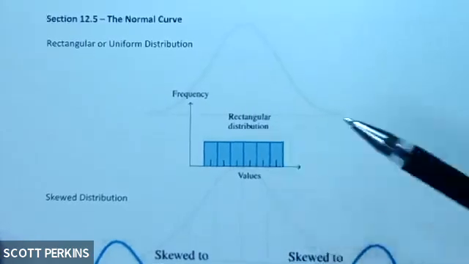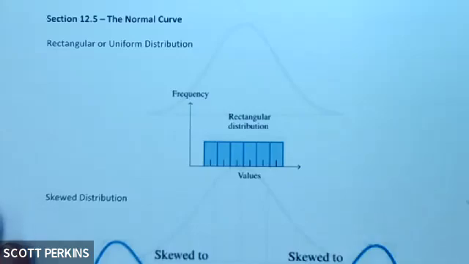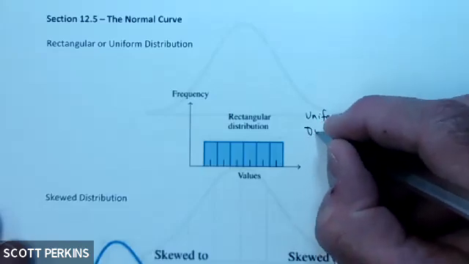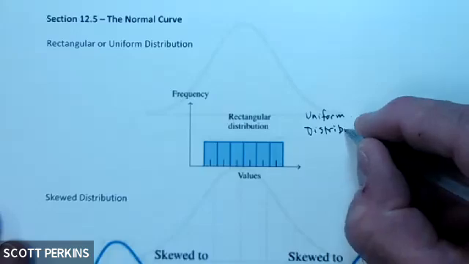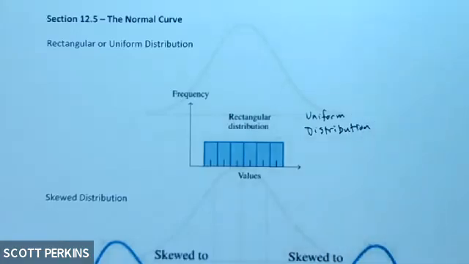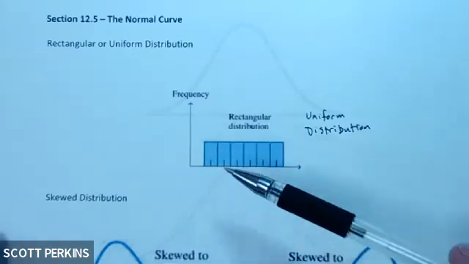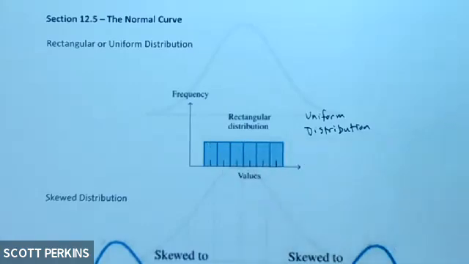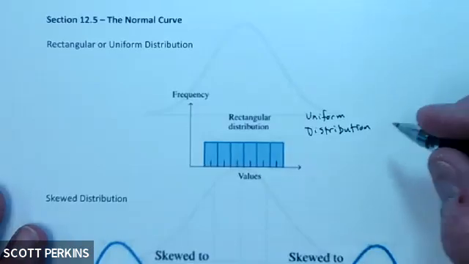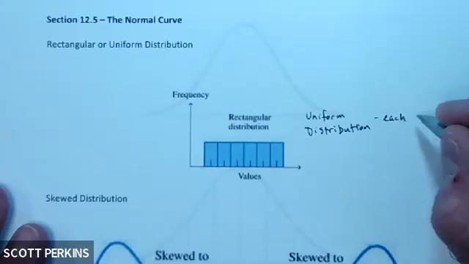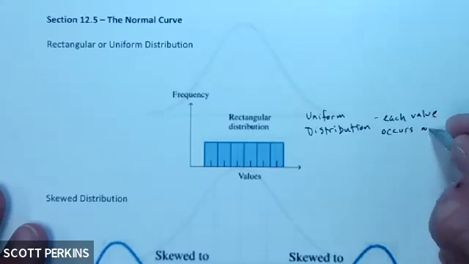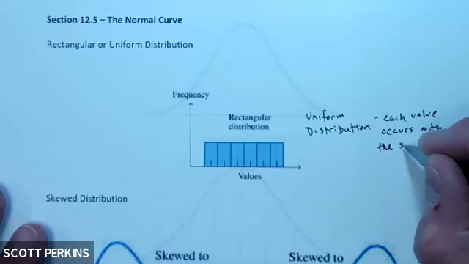Our book calls it the rectangular distribution. Most books call it a uniform distribution. The reason it's called that is because you can see on this graph that every observation occurs at the same frequency. So that's why it's called a rectangular or a uniform distribution. Each value occurs with the same frequency.